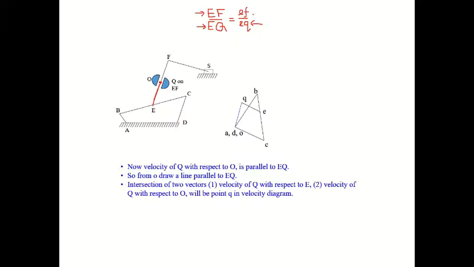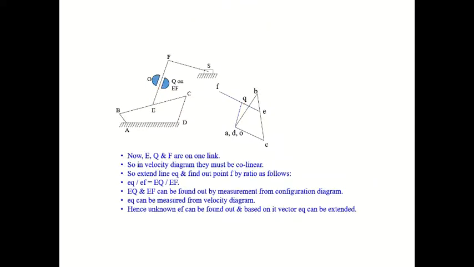Now the length which is unknown is EF. You know the EF and EQ lengths, so if you calculate, you can get the EF length and draw EF here. Now FS, draw a perpendicular line to FS. I have drawn this line here.